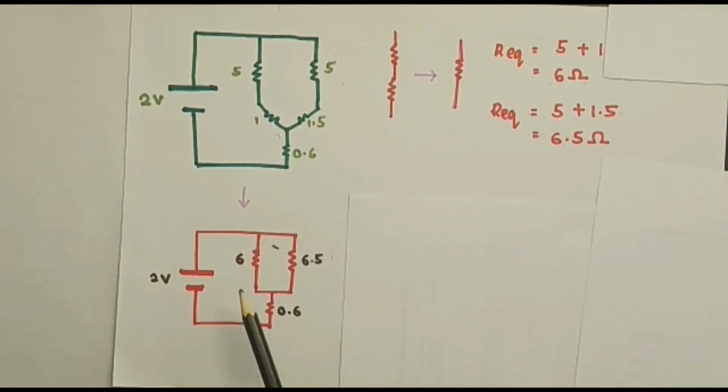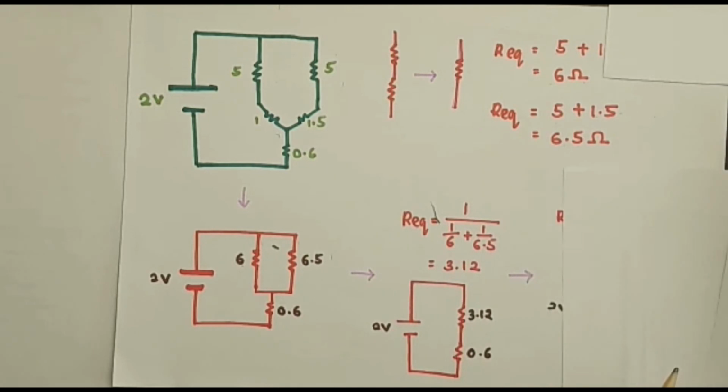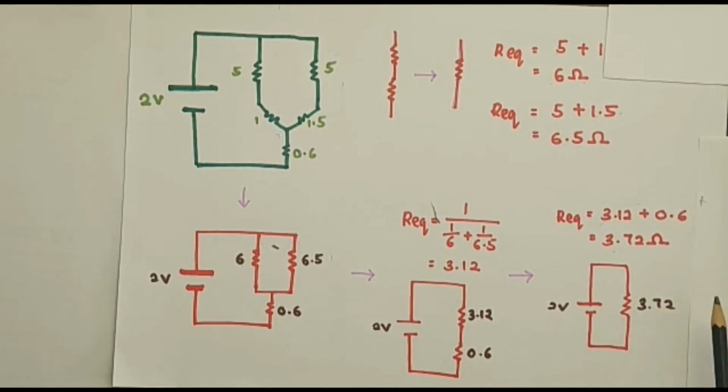The next step is that 6 and 6.5 are connected in parallel. So we have to use the parallel formula to calculate the R equivalent. 1 over R equals 1 over 6 plus 1 over 6.5. The total is 3.12. And then 3.12 is connected with 0.6 in series. So we just add them up and we have the R equivalent for the circuit.